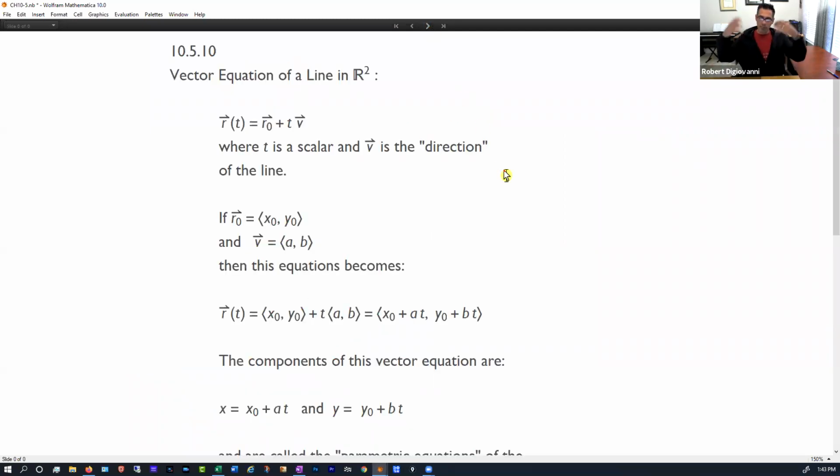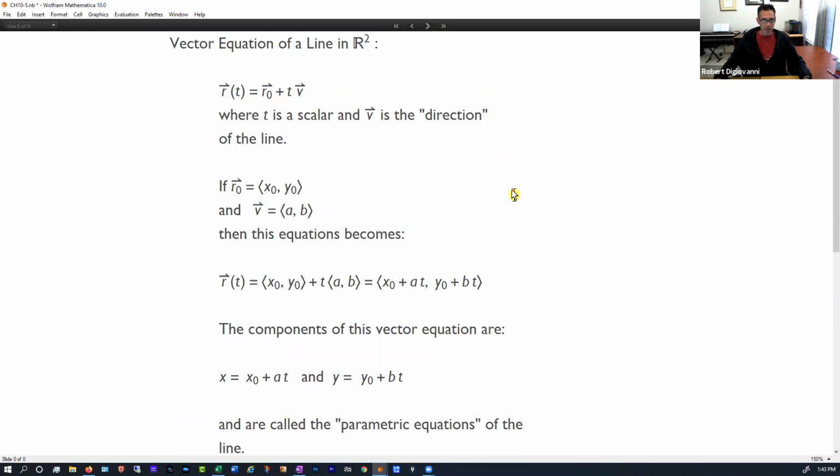Okay, so now more language and notation. If this is the new master equation we have, where t is a number and v is called the direction of the line, then we can expand this. I'm going to write this out in more general terms.